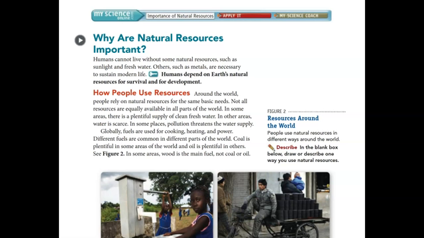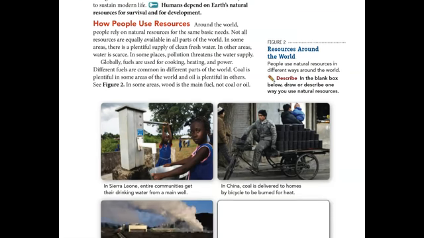Globally, fuels are used for cooking, heating, and power. Different fuels are common in different parts of the world. Coal is plentiful in some areas of the world, and oil is plentiful in others. See Figure 2. In some areas, wood is the main fuel, not coal or oil. So let's take a peek. Let's check out this down here.